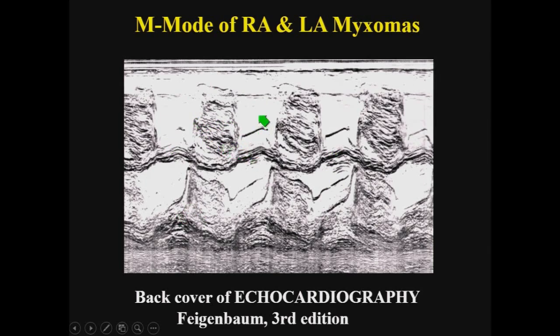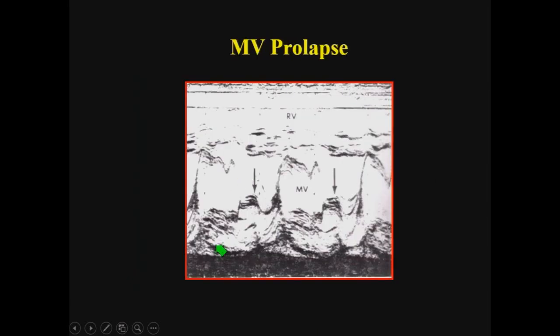This is a condition known as the Carney syndrome, when you have more than one myxoma, right, left atrial myxoma, and also other tumors.